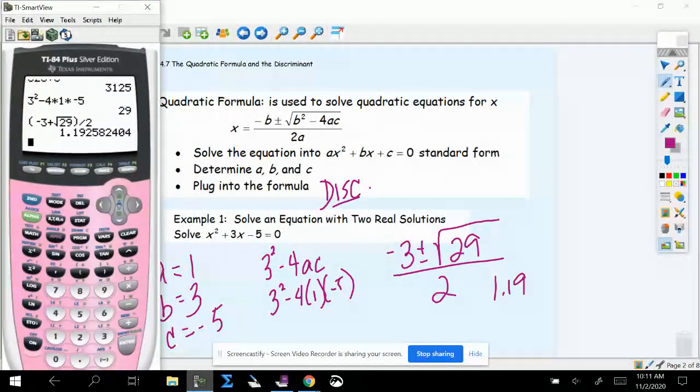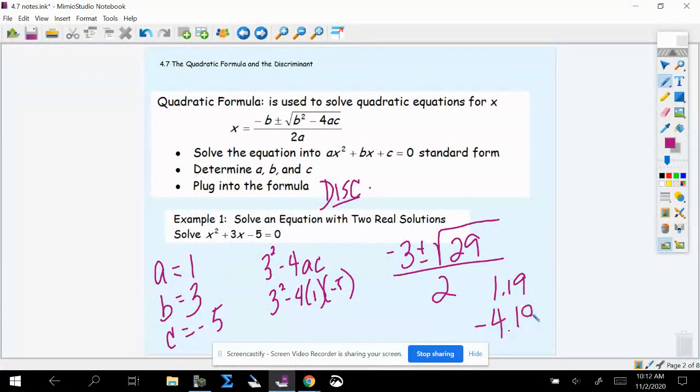And then here's a great shortcut so you do not have to retype all of this. You're going to go to second, and you're going to go to the enter button, which is the far bottom right-hand corner. And it's going to pull up the exact same thing you typed in. You want to use your left arrow to go over to the plus sign and switch it to a minus sign. What this is going to do is give you the other solution, as if you considered it to be a negative in front of the square root. Hit enter. Your other answer is -4.19.